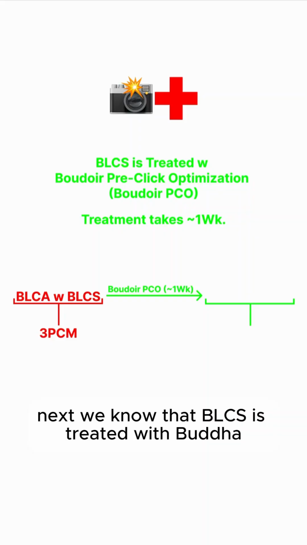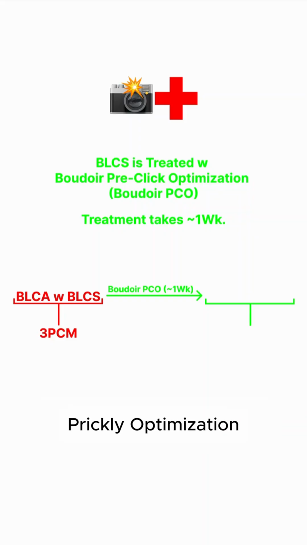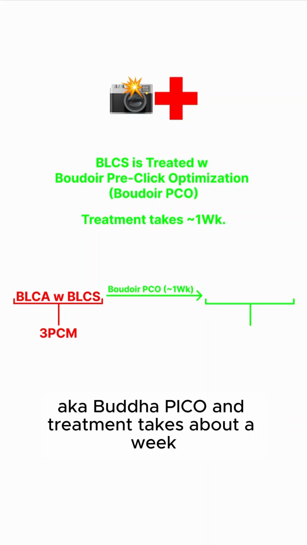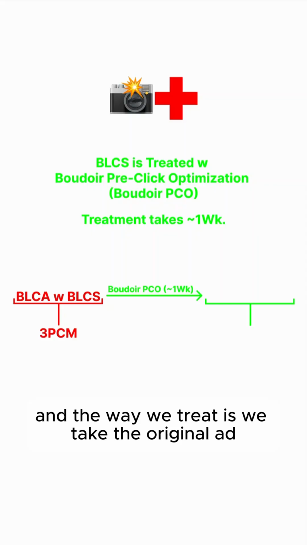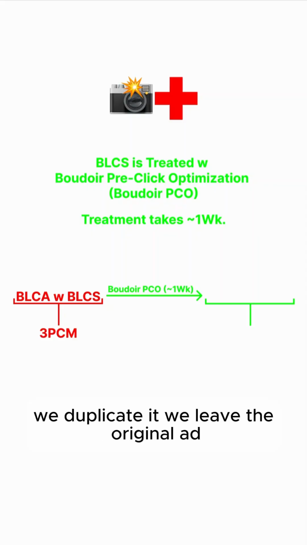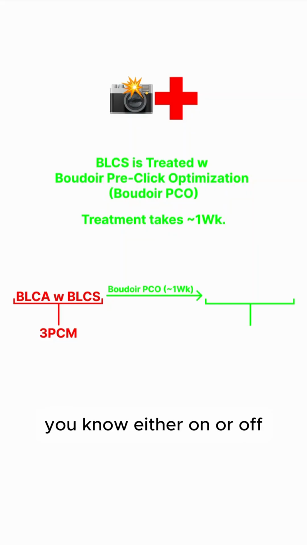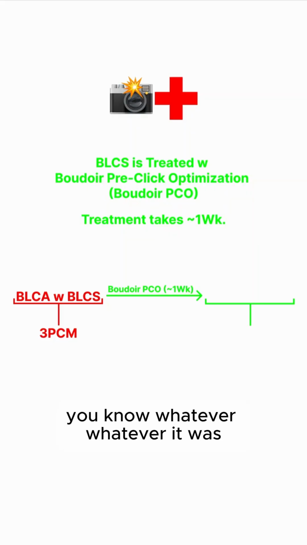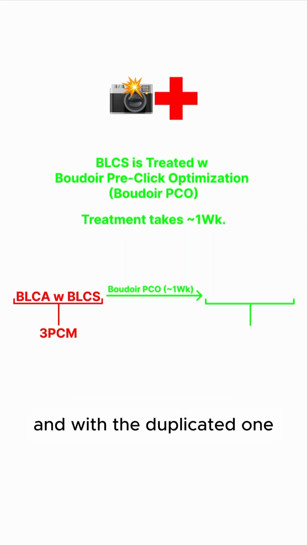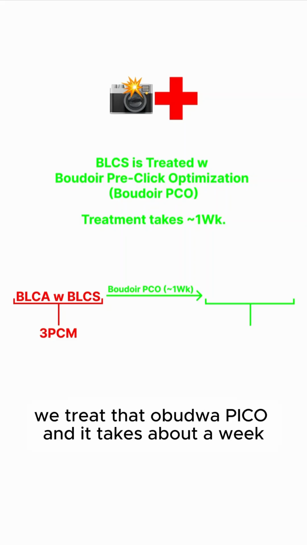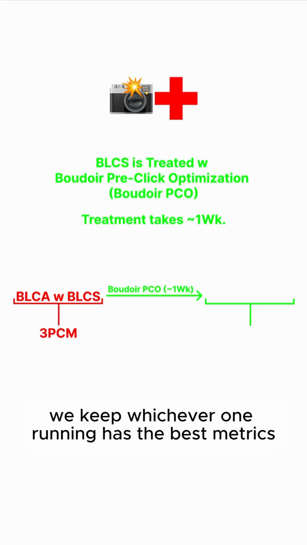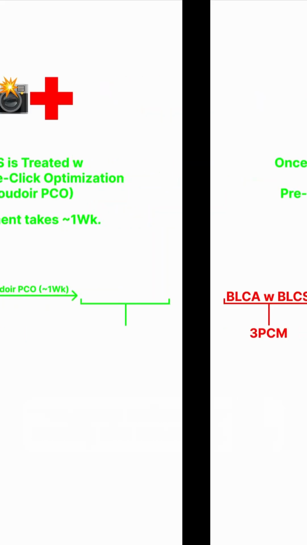Next, we know that BLCS is treated with Boudoir pre-click optimization, aka Boudoir Pico, and treatment takes about a week. And the way we treat is we take the original ad, we duplicate it, we leave the original ad either on or off, whatever it was. And the duplicated one, we treat with Boudoir Pico, and it takes about a week. And then at the end, we keep whichever one running has the best metrics.